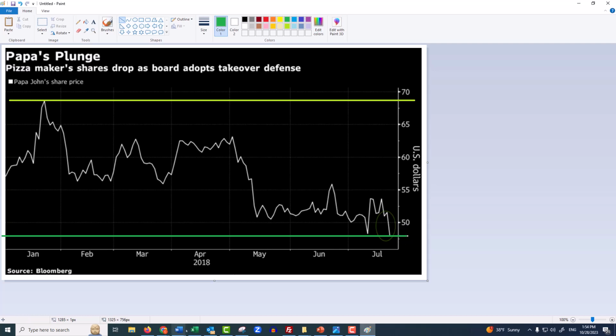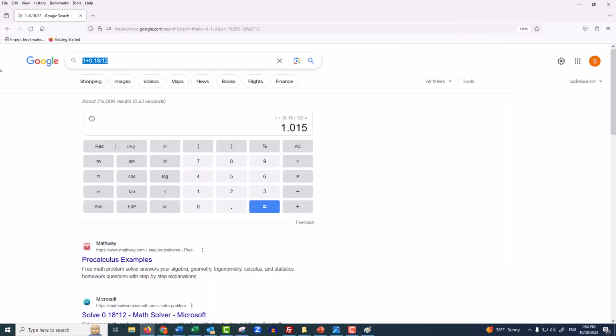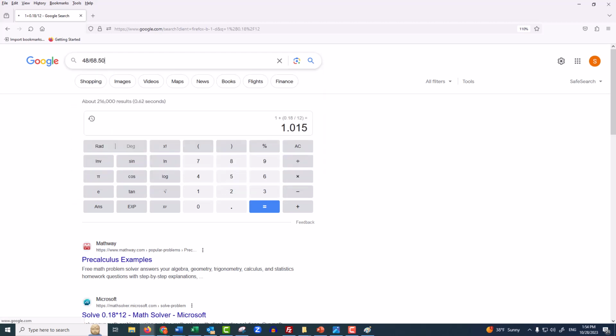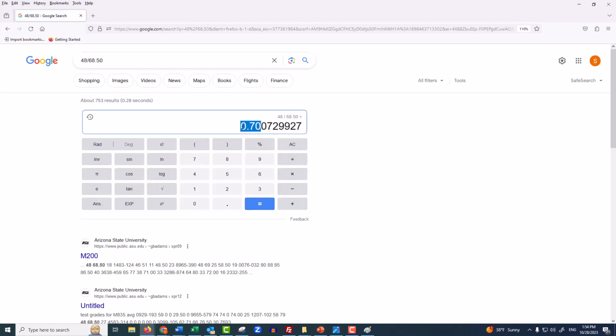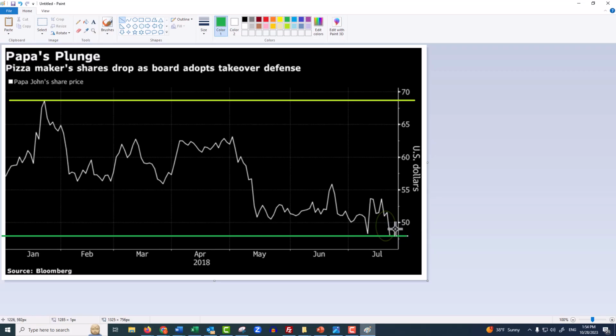Okay. Now, next question. The low price is about what percent of the high price? Okay, we got this. So in order to answer that question, we just form the percent. It's of the high price. So low is the part, 48, divided by the whole, which is 68.50. So it's about 70%. It fell about 30%, but it's about 70% of the high price. This is 70% of this. Cool? Hopefully that makes sense. Part over whole, part over whole.